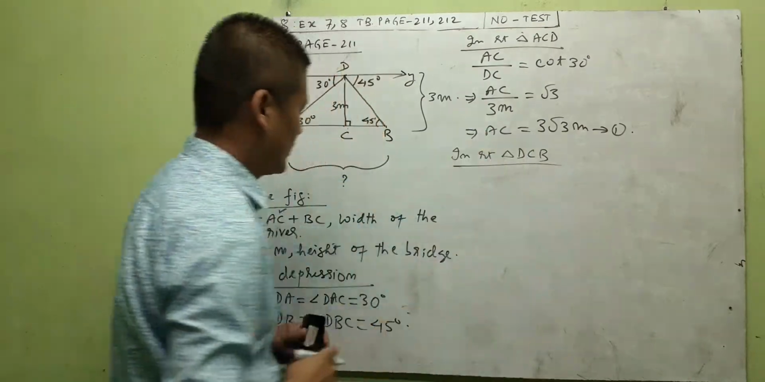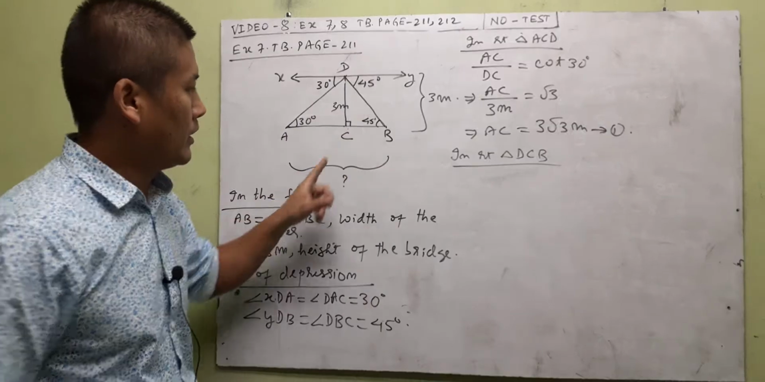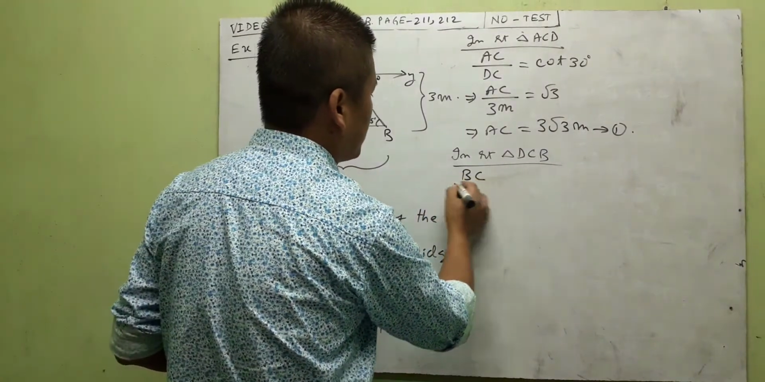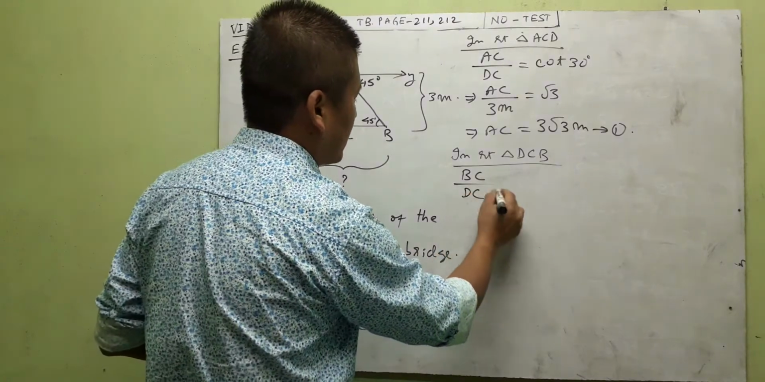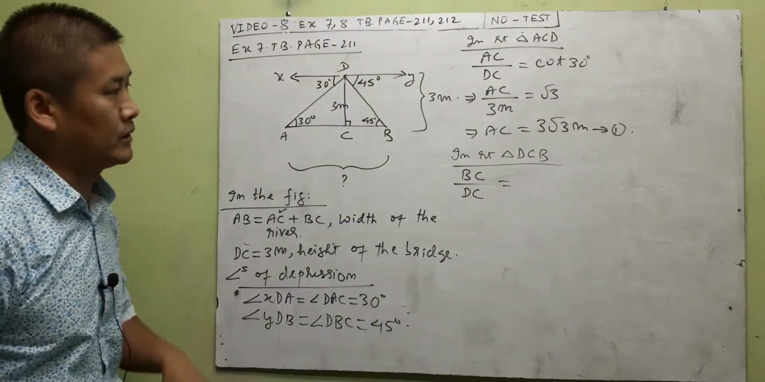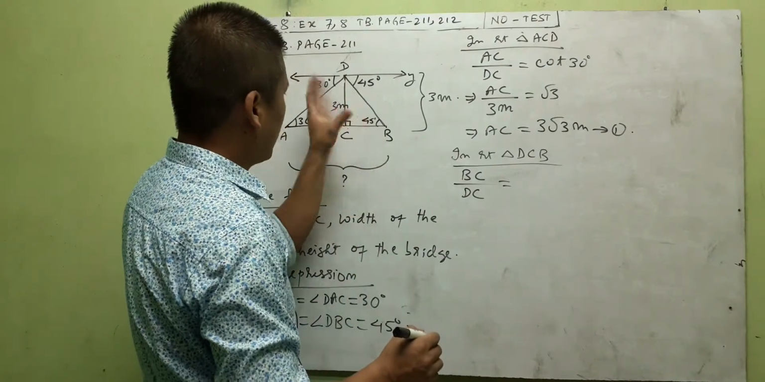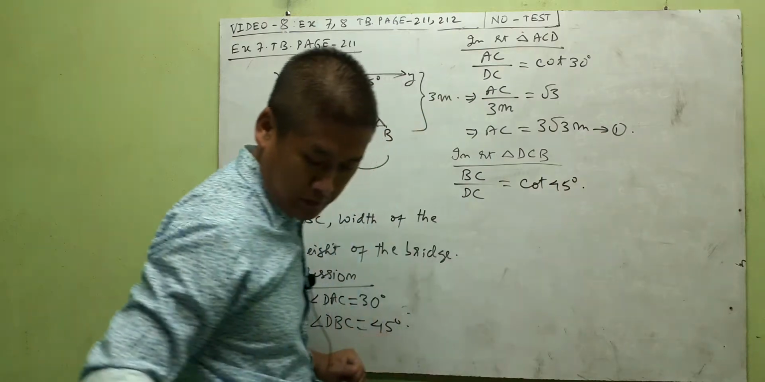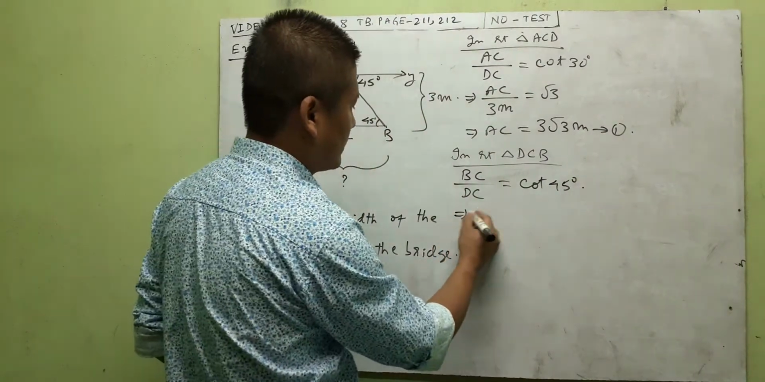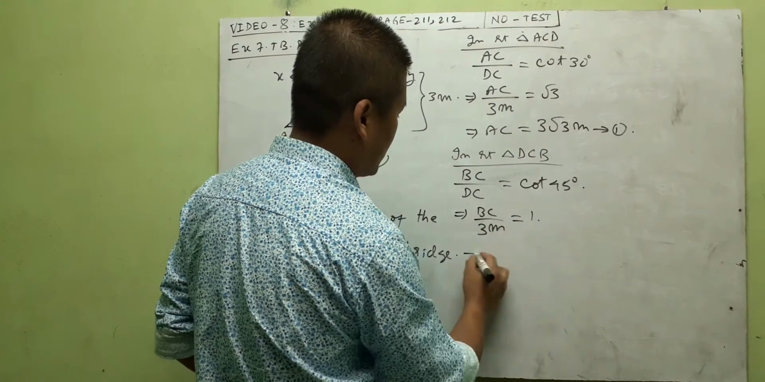Because BC is the side of the other triangle here, we want to find BC, so put it in the numerator, which is easier. The given side is DC. We know the height of the river is given here as 3 meters. So that is equal to BC by DC, base by adjacent by opposite again, so this is cot and the angle is 45 degrees. So BC by DC is 3 meters and cot 45 is 1.